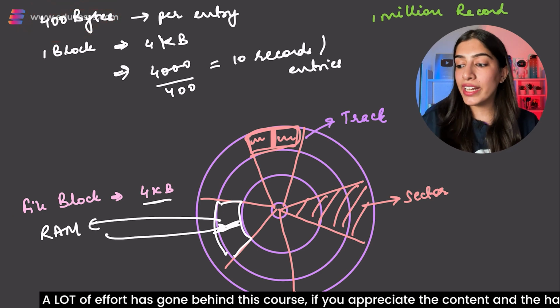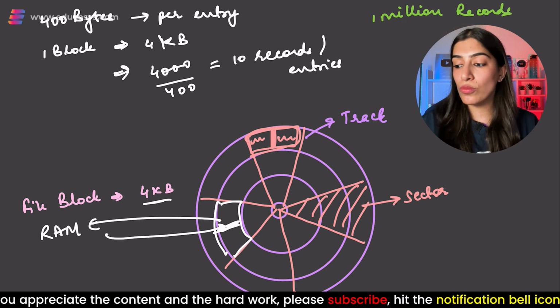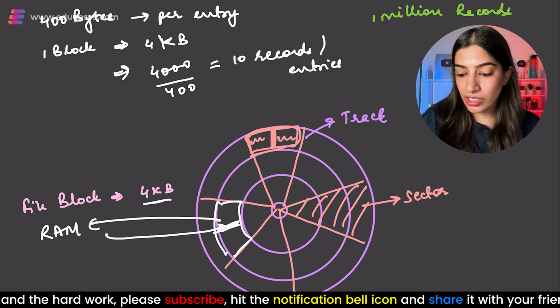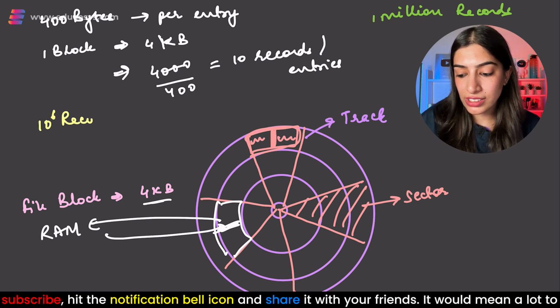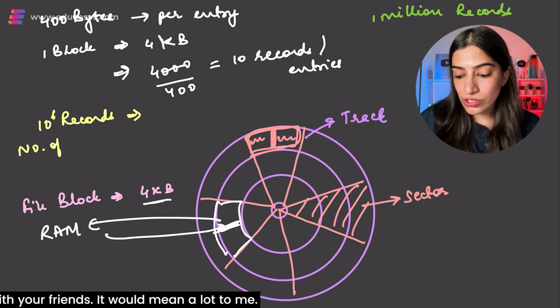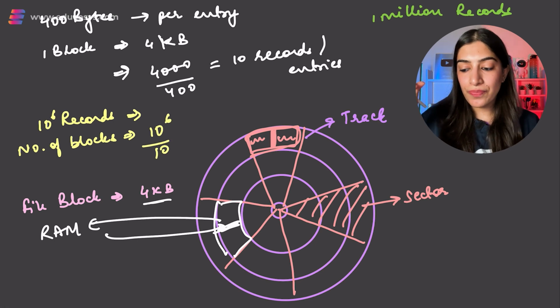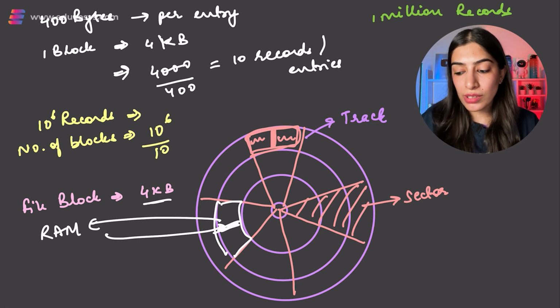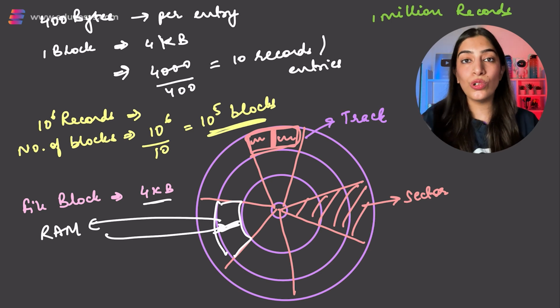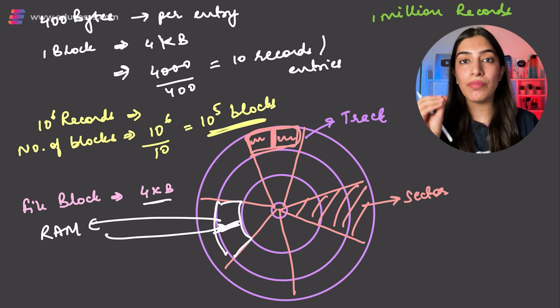Now, in order to read 1 million records, let's see how much time it would take. If we have 1 million records, that is 10 power 6 records. How many blocks would we have to read? The number of blocks to be read would be 10 power 6 divided by 10, because every block is storing 10 records, which is 10 power 5. So we have to read 10 power 5 blocks to go through 1 million records.